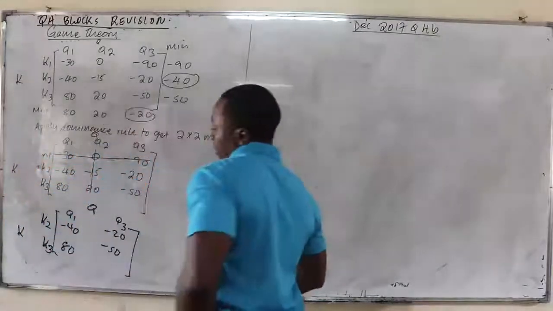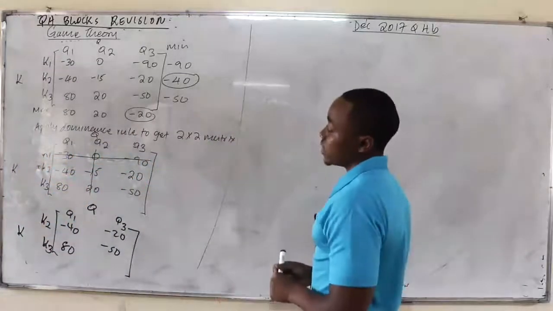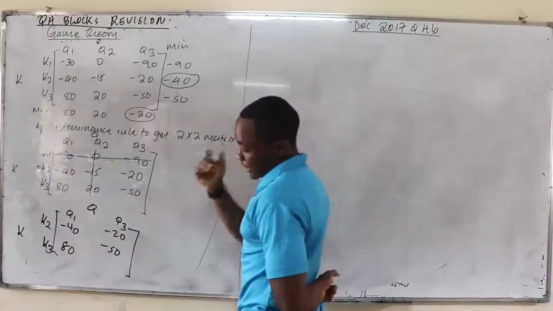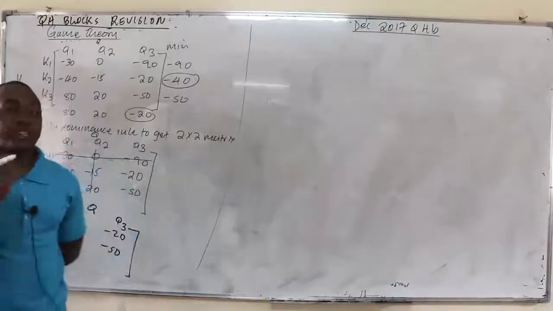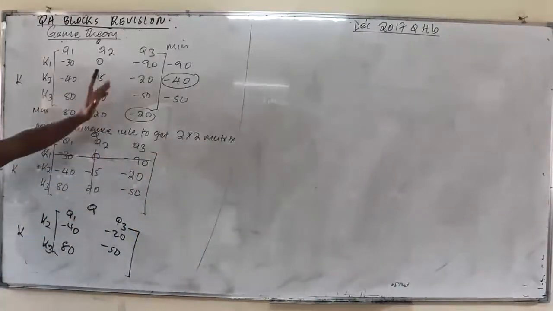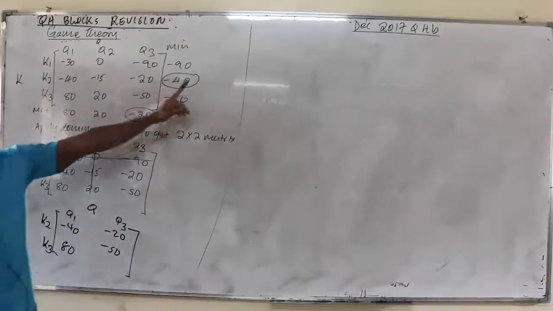Good. So then from there, how do we solve that to get the value of the game? Since it's a 2-by-2 matrix, let me take you back to the steps. Number 1, you develop the payoff table. That's what you have done. Then from there, we test for saddle point. In this case, we didn't have any saddle point.